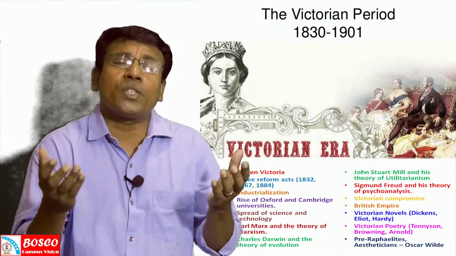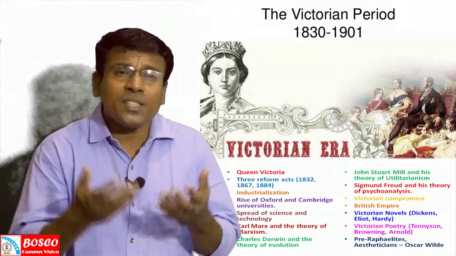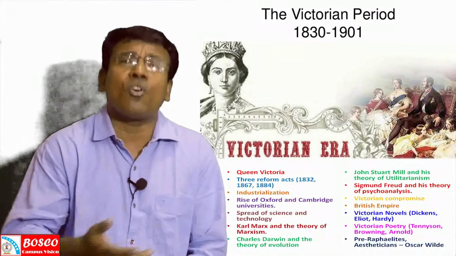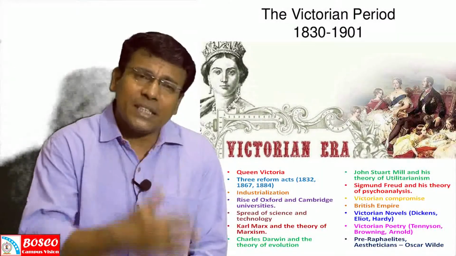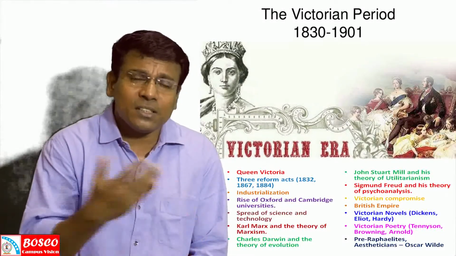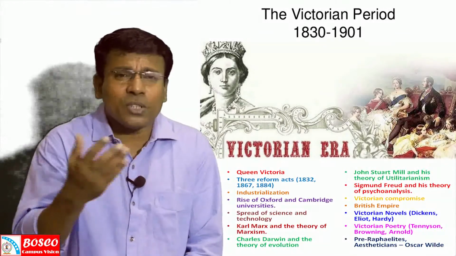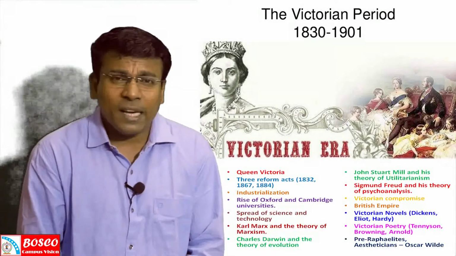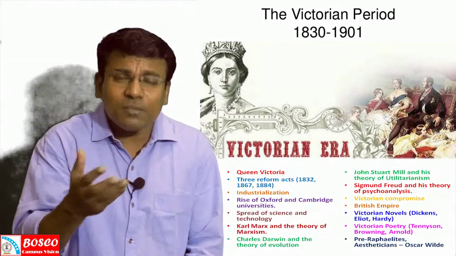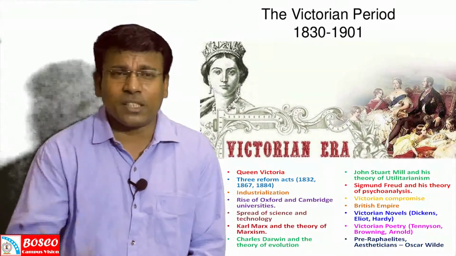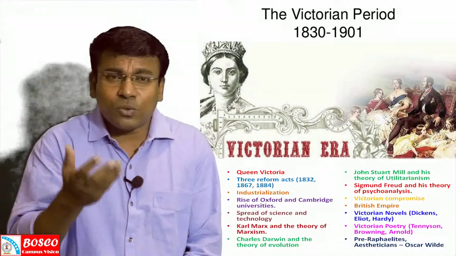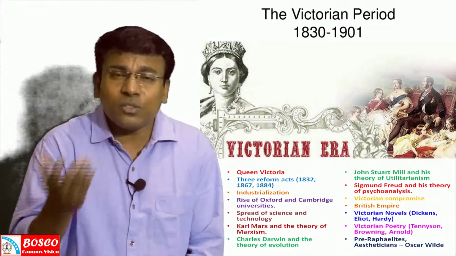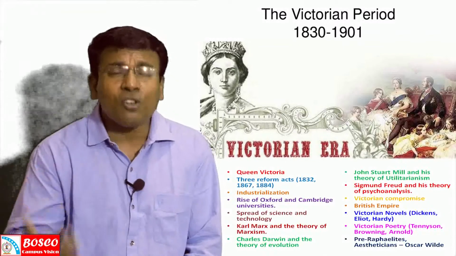My dear students, we have come to the end of Unit 1, and this lecture is a recapitulation of all the topics that we have taken in the first unit. It was a rather long unit, and in this unit we have discussed the Victorian age, the Victorian era. We have taken almost 21 short lectures to cover this unit because it was a very long unit.